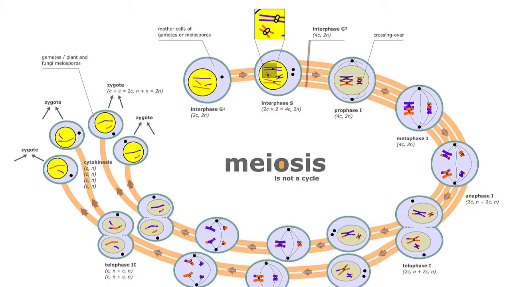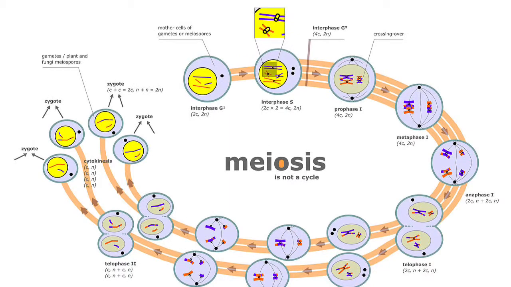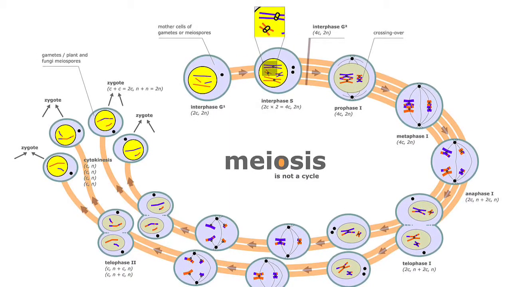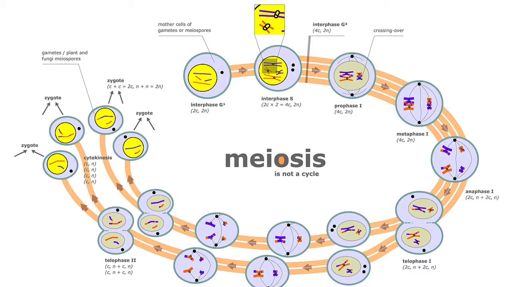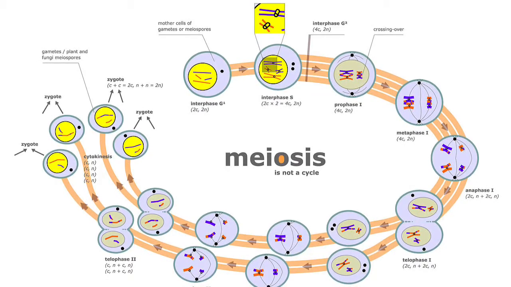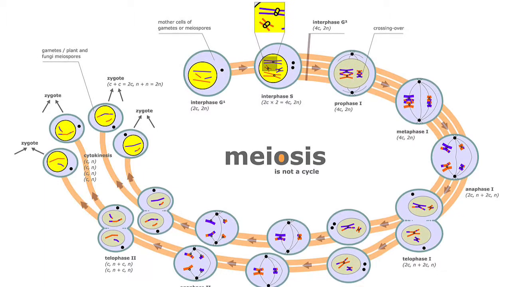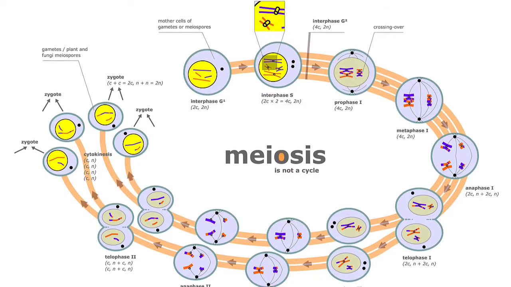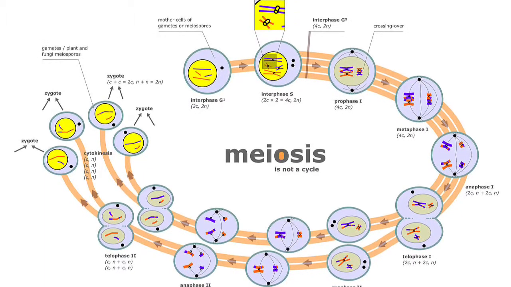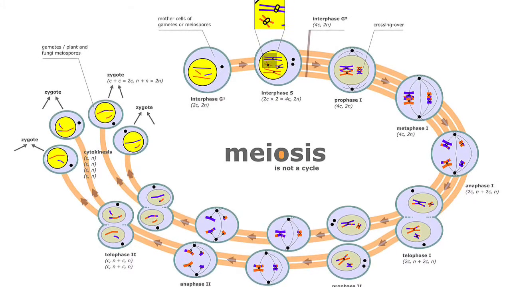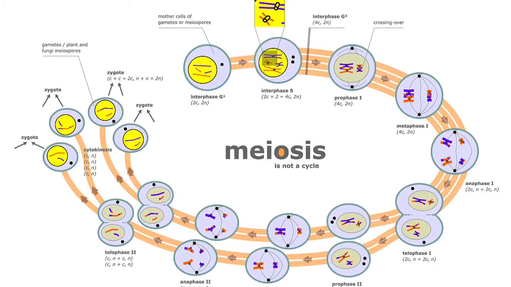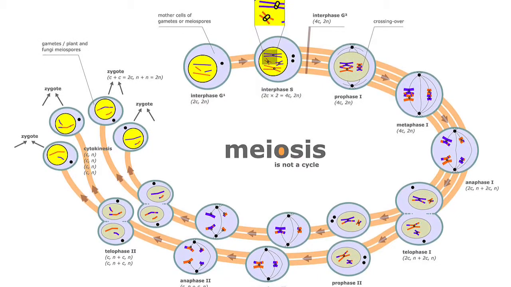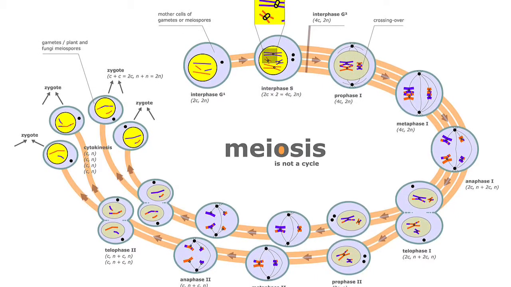Next up is meiosis. Meiosis consists of 8 stages: prophase 1, metaphase 1, anaphase 1, telophase 1, and cytokinesis. You also have prophase 2, metaphase 2, anaphase 2, telophase 2, and cytokinesis also. Now, if you start from the beginning, prophase 1, the chromosomes condense and the nuclear envelope breaks down, and this is where crossing over occurs.